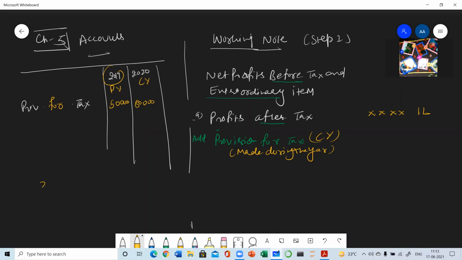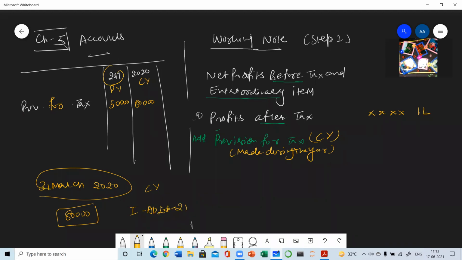How does this happen? For example, in the year ending 31st March 2020, this is our current year, and in this year we have made a provision for tax which is 80,000. So this year we have made only the provision, and this tax will be paid in the next year, because profits are calculated at the end of the year. So next year, in the next accounting year starting 1st April 2020, this tax will actually be paid.